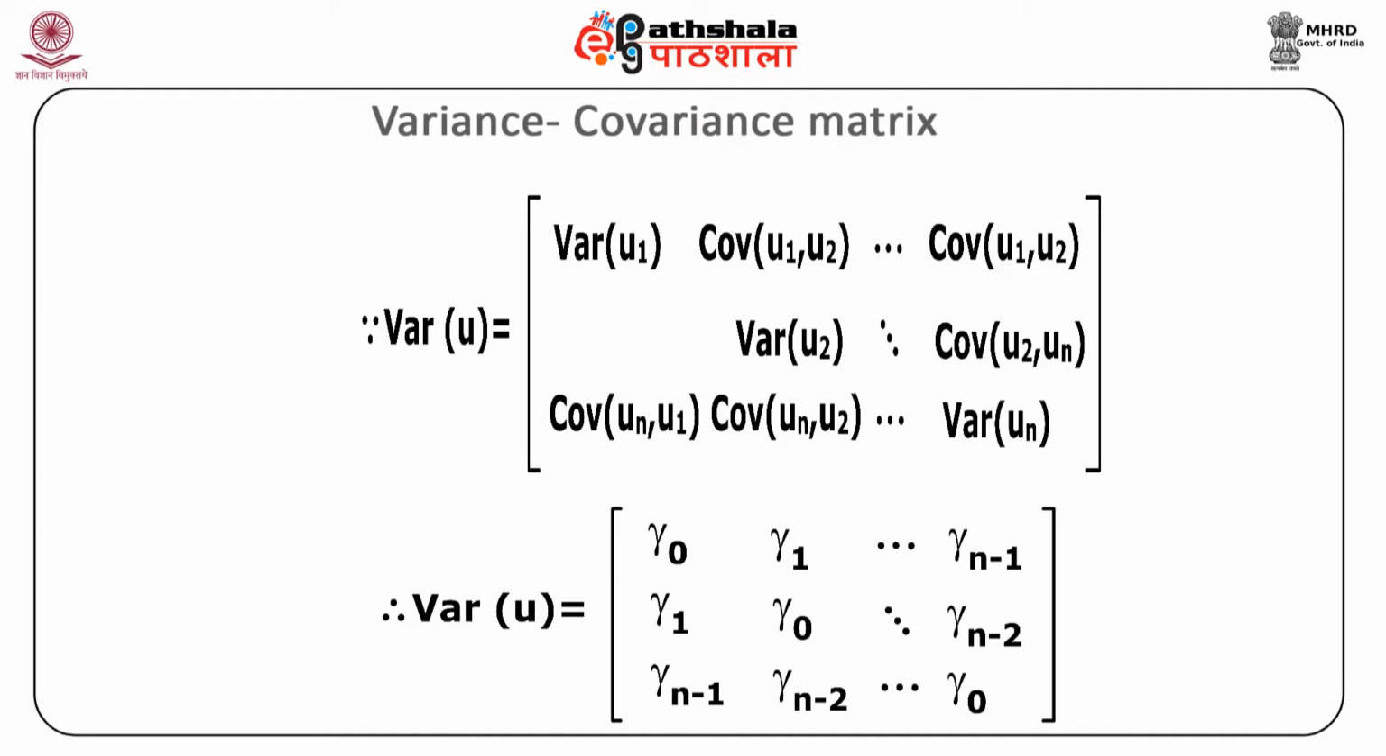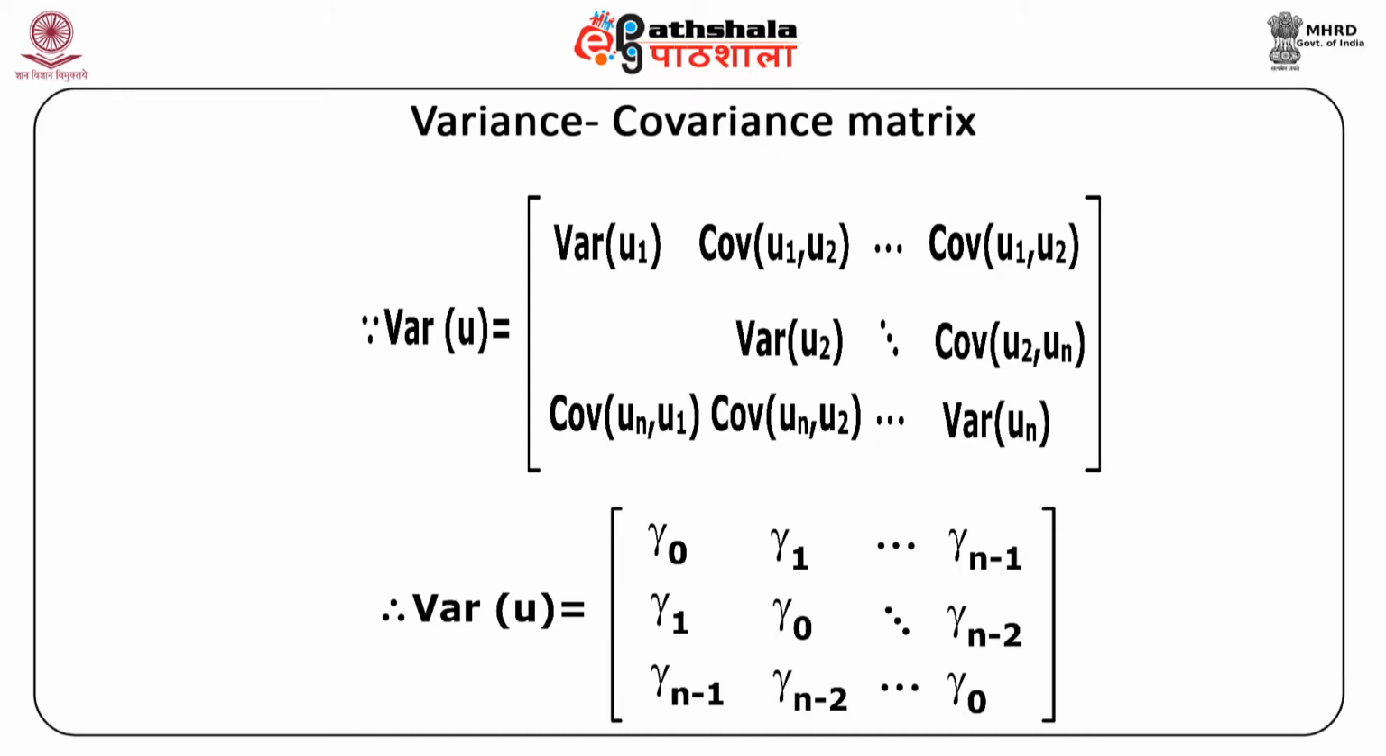So this matrix variance U can be written as gamma 0, gamma 1 up to gamma n minus 1. In the second row, we can write it as gamma 1, gamma 0 up to gamma n minus 2, and so on. The last row can be written as gamma n minus 1, gamma n minus 2, and so on up to gamma 0.